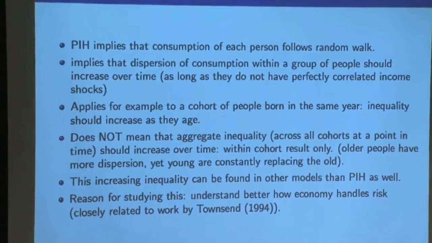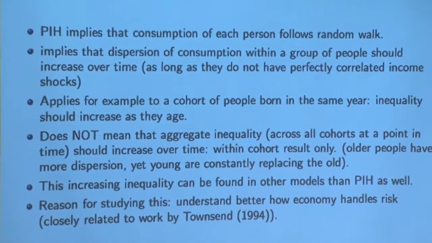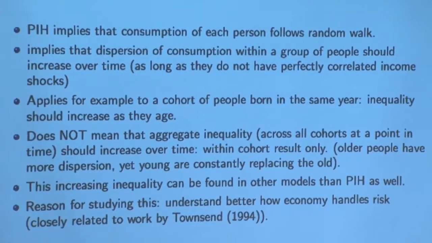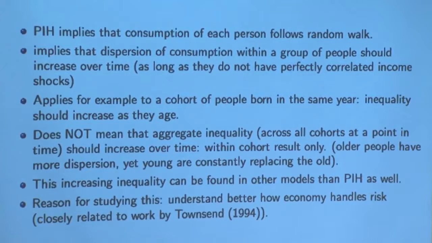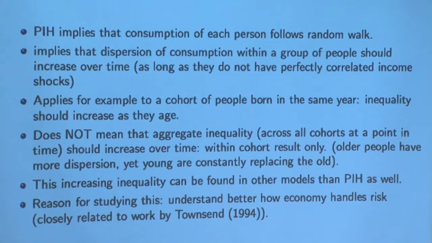The starting point again is that with the permanent income hypothesis, consumption of each person should basically follow a random walk. Again, the idea is you should basically be eating at the level of your permanent income, and when your permanent income is shocked, then your consumption is shocked.